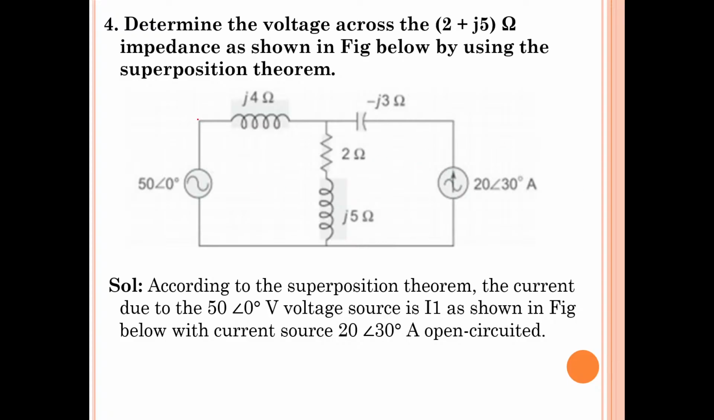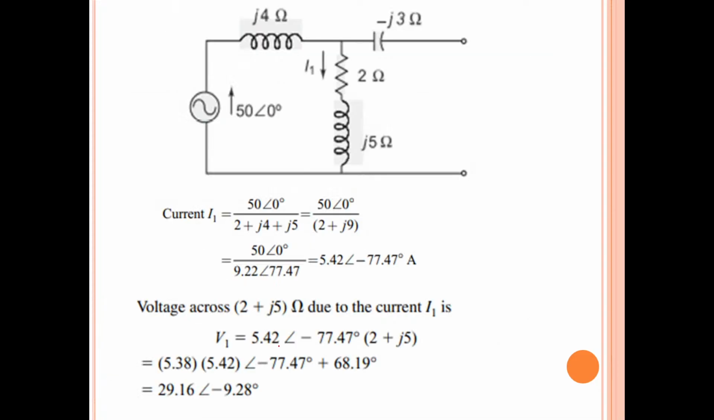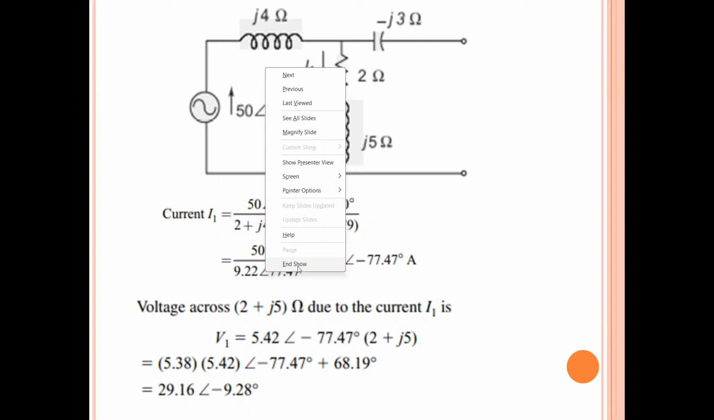If you see here, there are two sources, one voltage source and one current source, one inductor, one capacitor, and a resistor and an inductor connected in series, and we have to determine the voltage across this series combination of resistor and inductor. Now let us remove one of the sources. Step 1.